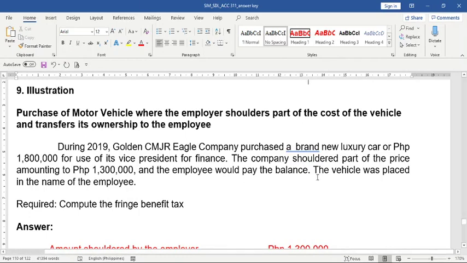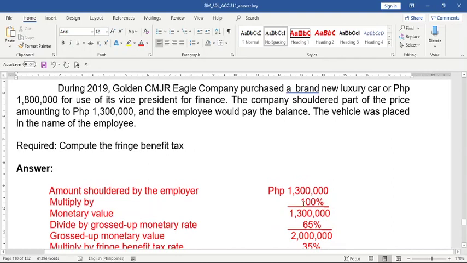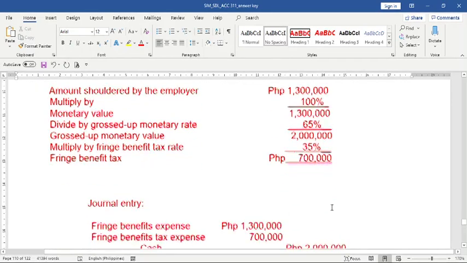A brand new luxury car, 1,800,000, for the Vice President for Finance. The company shoulders 1,300,000, and the employee pays the balance. The vehicle was placed in the name of the employee. Compute the fringe benefit tax. So, the employer's share, 1,300,000, multiplied by 100%, because there is transfer of ownership. If there were no transfer of ownership, it would be 50%. But there is transfer of ownership. And then divide it by the gross up monetary value, 65%. Your fringe benefit tax is 700,000.